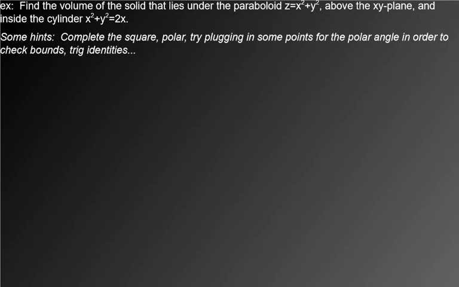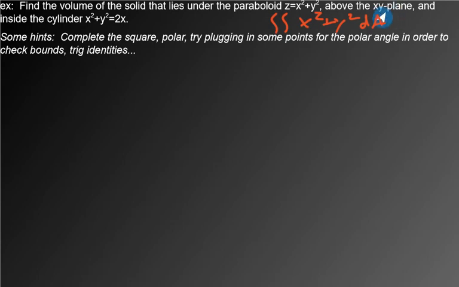So it says we're going to find the volume of a solid that lies under this paraboloid, okay, and above the xy plane and inside this cylinder, okay? Basically the fact that we're underneath the paraboloid and above the xy plane means that this is the thing that's going to go in my integral, right? So I'm going to do a double integral of x squared plus y squared dA. That's the problem.